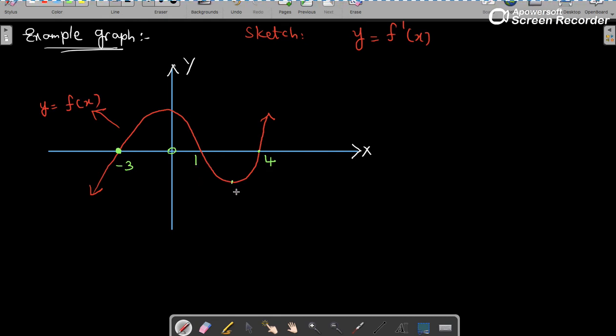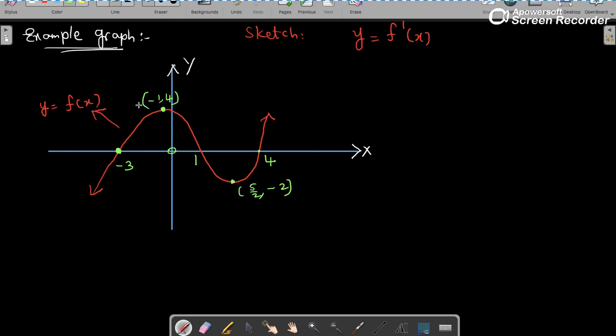Let me just give this as -1, 4, some point out here. And let me give the point here as some 5/2 and something like -2. Yeah, fine.